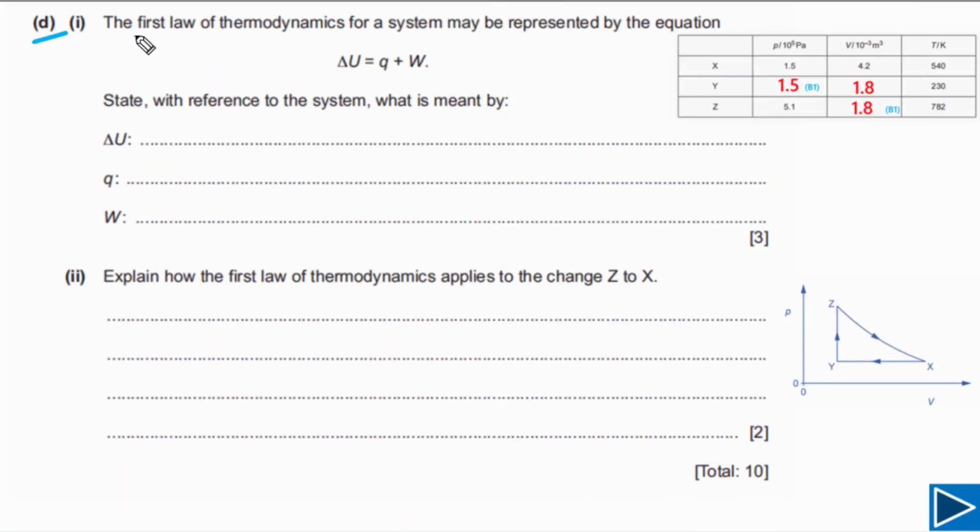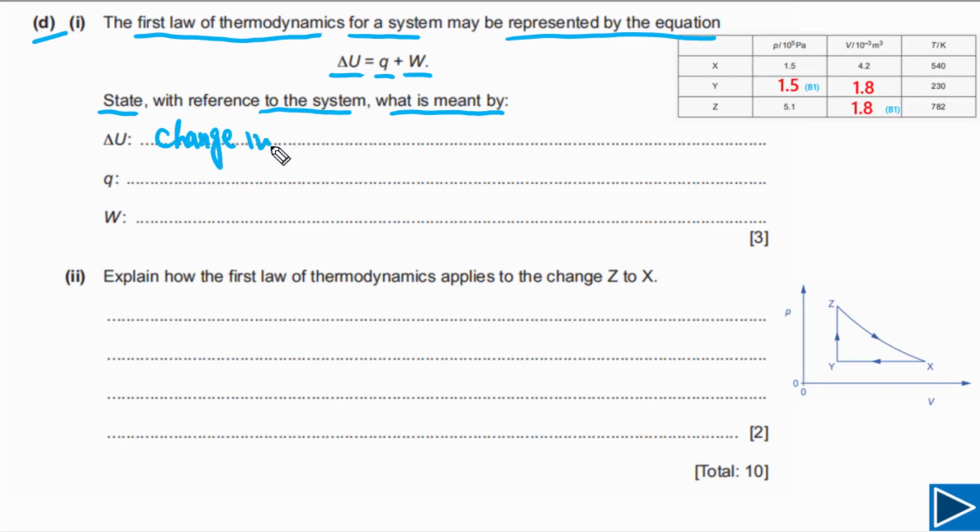For D, it is given to us the first law of thermodynamics for a system may be represented by the equation delta U is equal to Q plus W. We need to state with reference to the system what is meant by these symbols. First one is delta U. Delta U simply is the change in internal energy of the system. So we can say this is change in internal energy of the system. So this is how you can write this, change in internal energy of the system. So this is one thing you can write down.